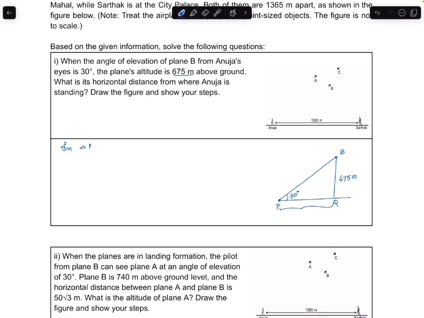In triangle PQB, since we know one angle and the side opposite to that angle, and we have to find out the adjacent side, we will go in for tan 30 degrees is BQ upon PQ. Tan 30 is 1 upon root 3. BQ is 675 by PQ. So PQ is 675 root 3 meters. This is the horizontal distance of Anuja from the plane B.